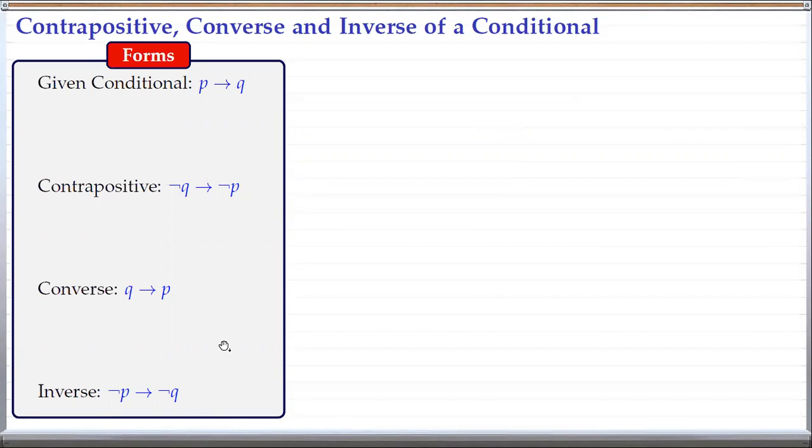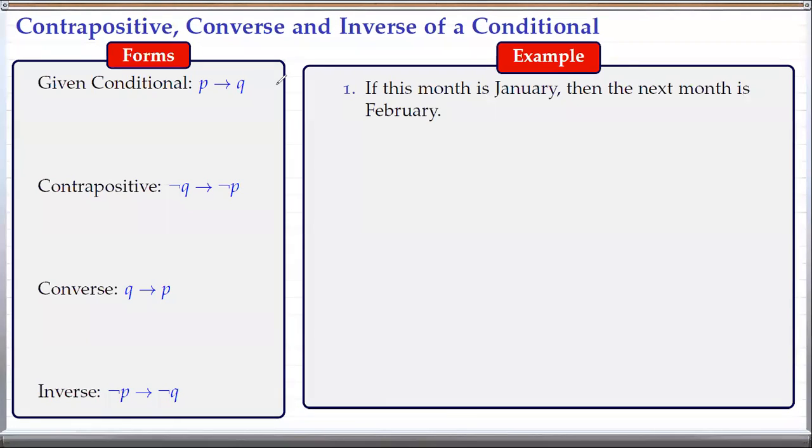Next, we will look at some examples. Here we are given this statement: if this month is January, then the next month is February. Here we can denote this part, this month is January, by J, and the next part, the next month is February, by F. So we are given J implies F. Now we try to write the contrapositive, converse, and inverse of this given conditional.